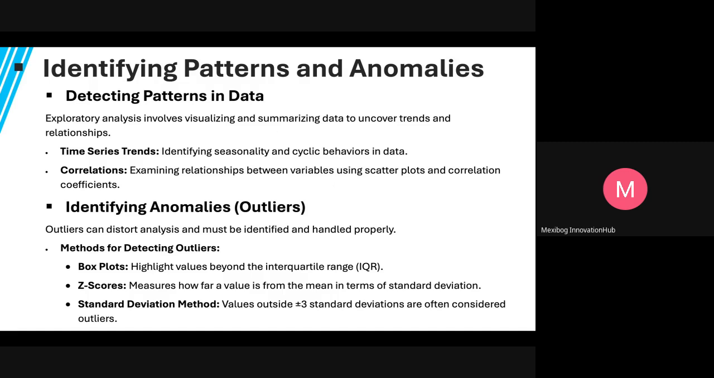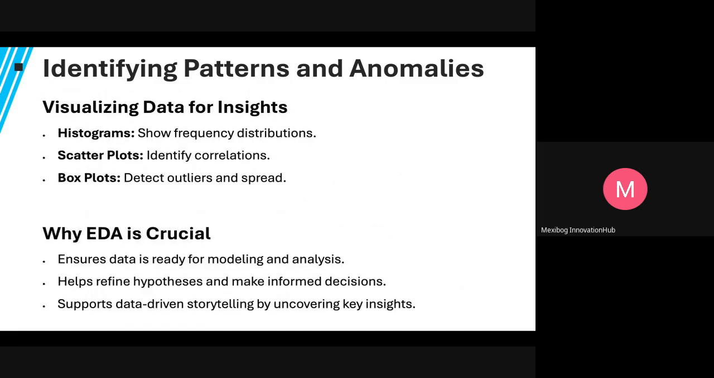Outliers can distort analysis and must be identified and handled properly. So we have methods for detecting outliers. We have box plots, which highlight values beyond the interquartile range. We have z-scores, which measure how far a value is from the mean in terms of standard deviation. We have the standard deviation method, which is very common. Values outside ±3 deviations are often considered outliers.